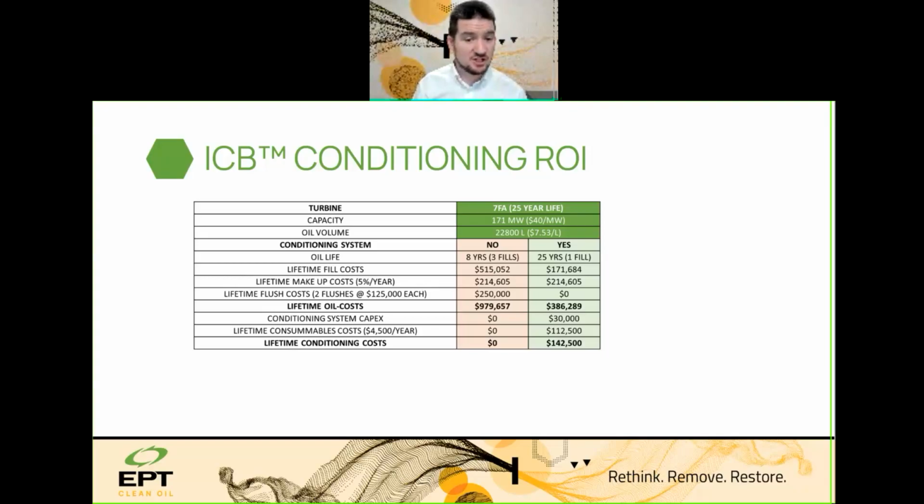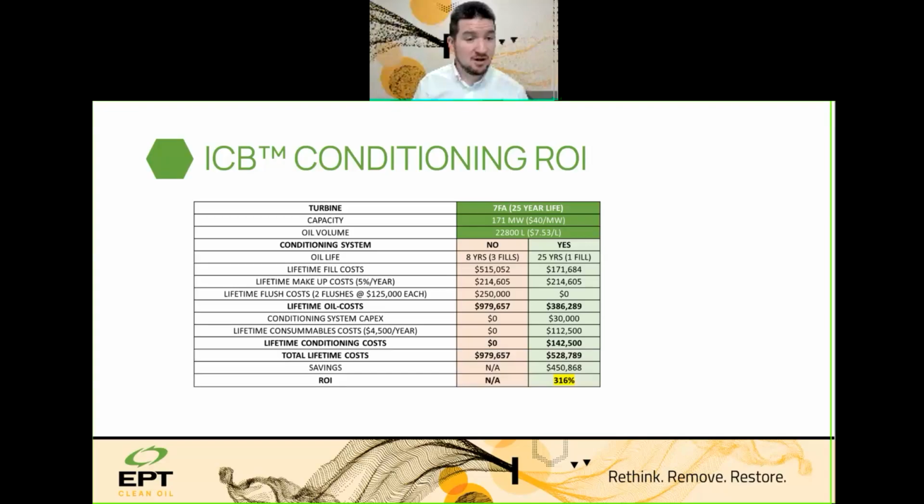You're looking at an upfront CapEx, probably in the ballpark of about $30,000 for a turbine of this size. And it's not enough just to spend that CapEx up front. You have consumables costs. If you're not changing the ion exchange filters in that skid, well, eventually they're going to exhaust and they're as good as not. About $4,000 or $5,000 per year, so over the 25-year lifespan of that turbine, not insignificant, $112,500. You add up all those lifetime conditioning costs, and you calculate your ROI, and you still end up well ahead with the installation of an SBR skid, for instance, 316% ROI on the basis of oil lifetime extension alone.